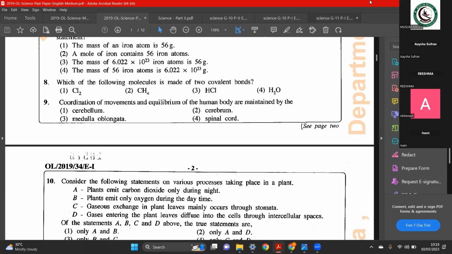Then we move into the 9th one, coordination of movements and equilibrium of the human body. All right. So when it comes to the nervous system, under your central nervous system, we know you have the brain, and under the brain, you have studied about 3 main parts, the cerebrum, the cerebellum, and then the medulla oblongata.